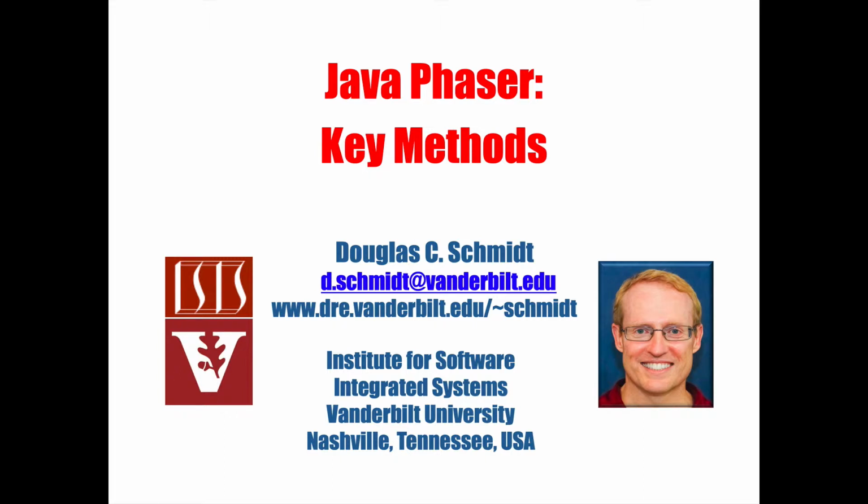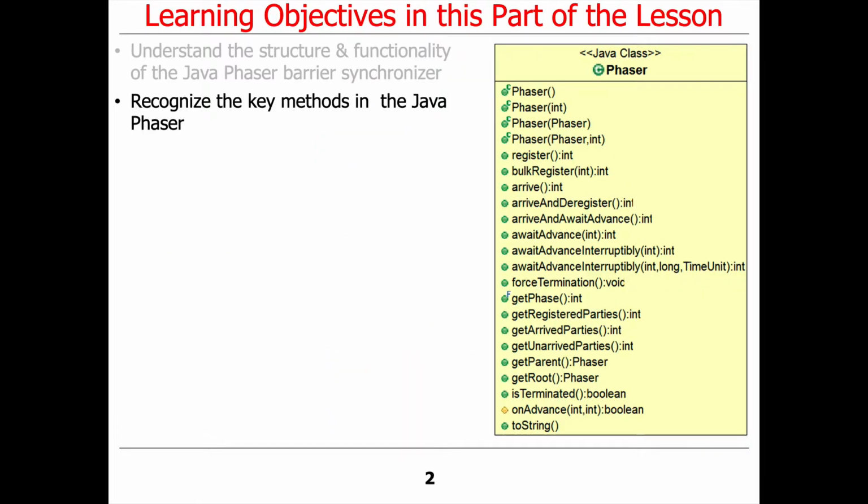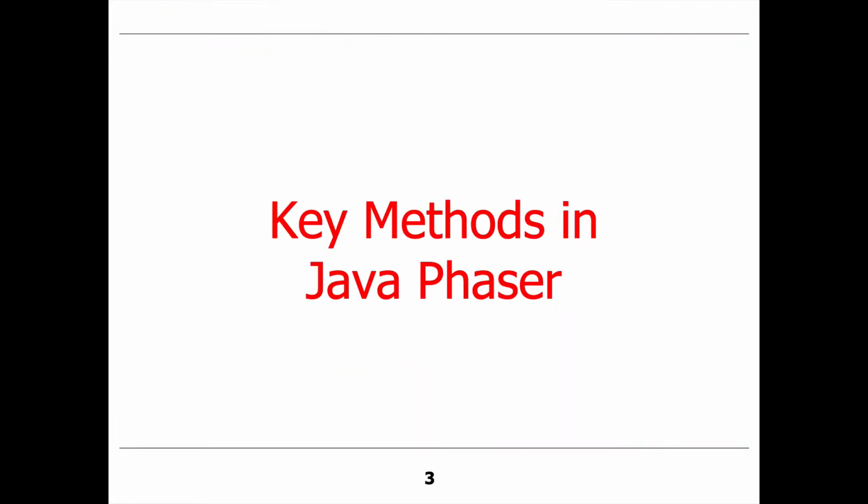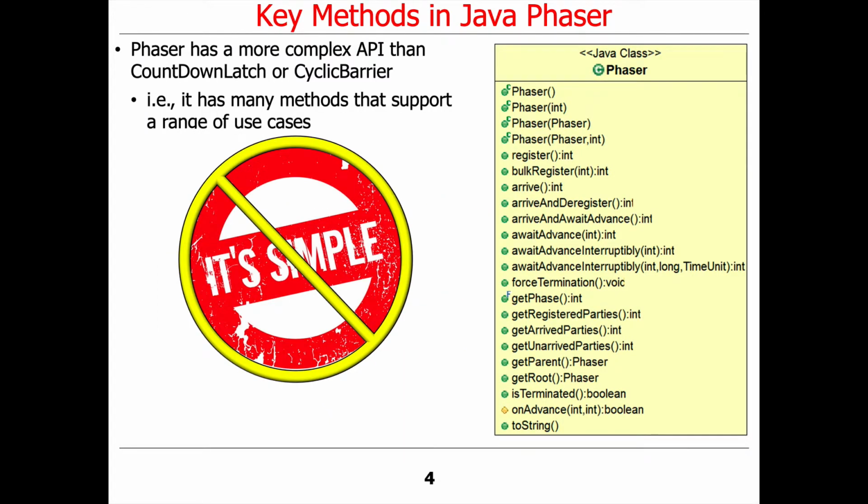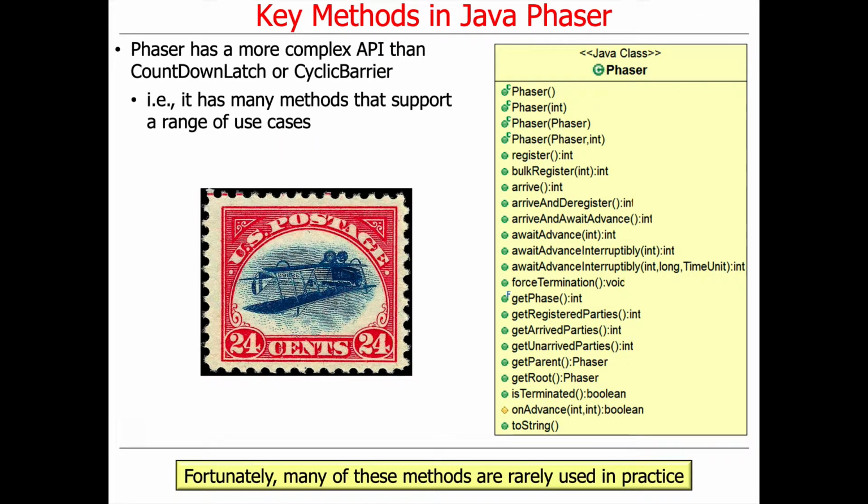Now that we've talked about the structure and functionality of Java Phaser, let's go ahead and examine its key methods. As you can see from this diagram on the right, Phaser has a much more complex API than countdown latch or cyclic barrier. In particular, it has many methods that support a range of use cases. Fortunately, many of these methods are rarely used in practice, much like the upside-down airplane stamp that's rarely found in practice.